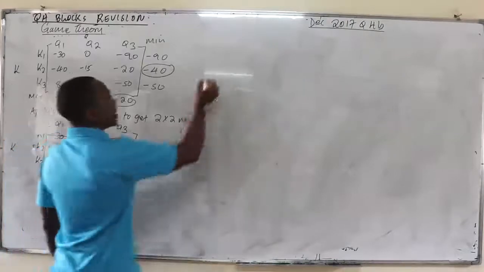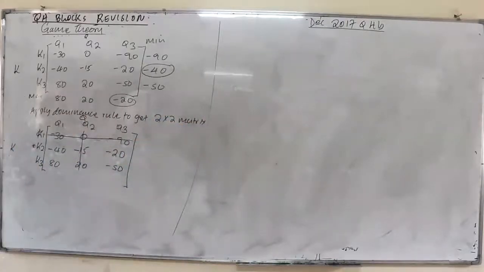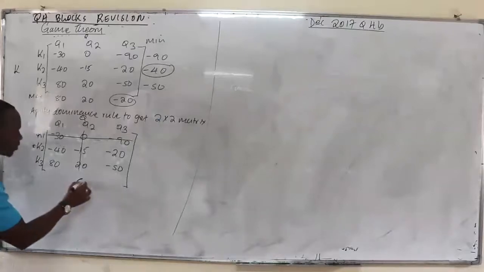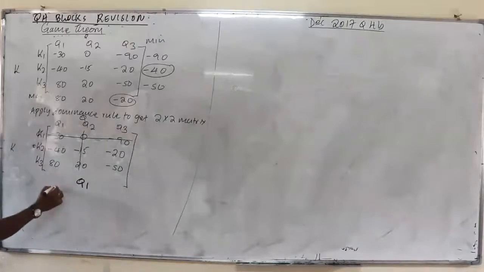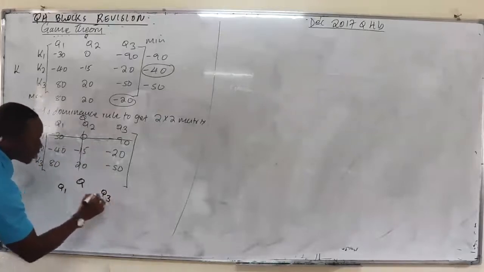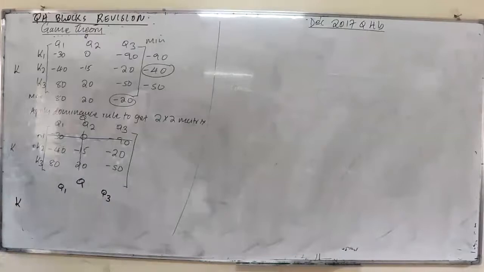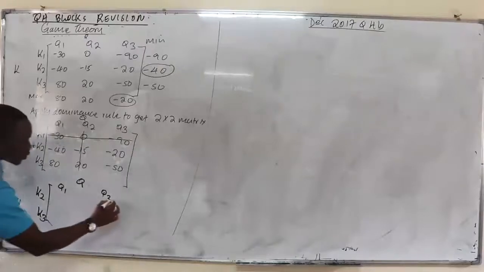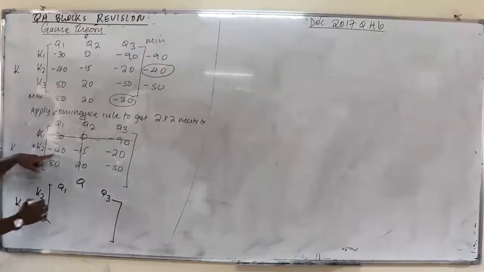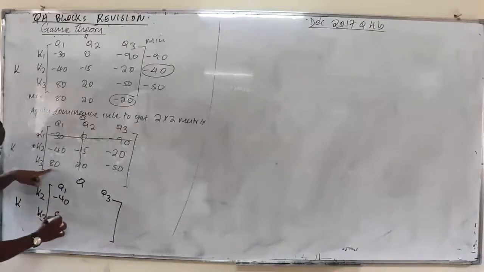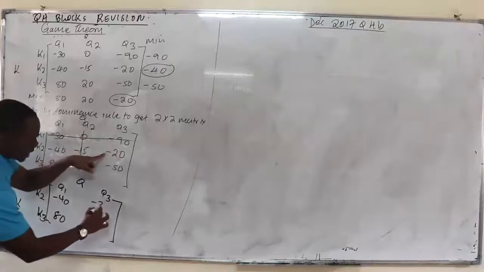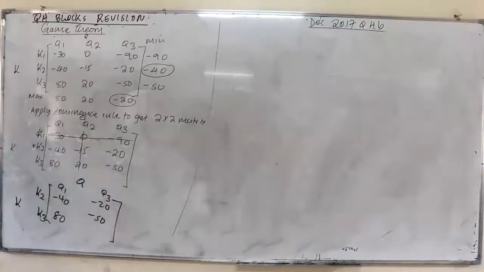Has it reduced to a 2-by-2? Yes. So we have 2 players here. We have player Q. Q will adopt strategy Q1 and strategy Q3. K, we have cancelled that, so we'll focus on strategy K2 and K3. And what are those payoffs? Here you have negative 40, we have 80, then we have negative 20, negative 50.